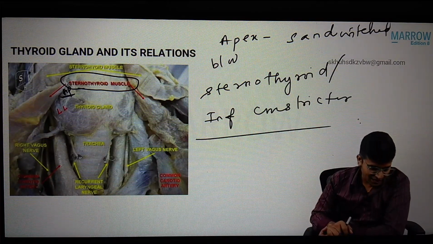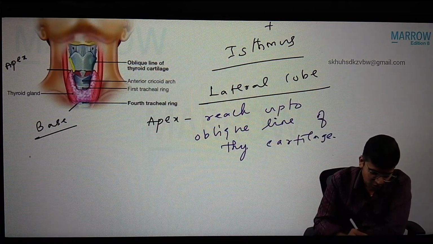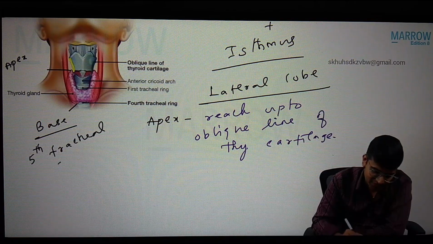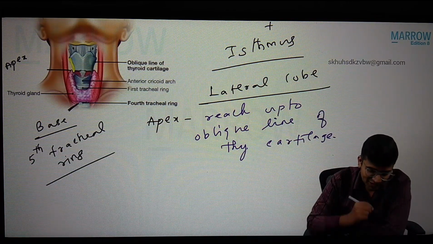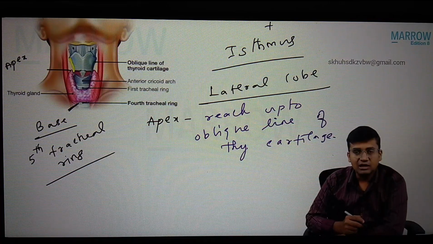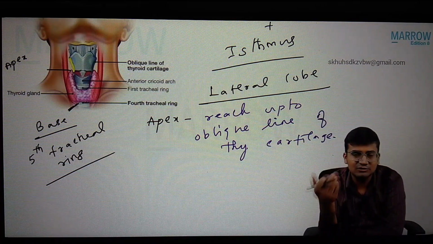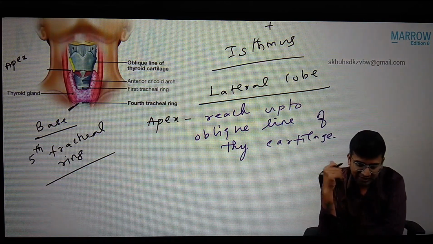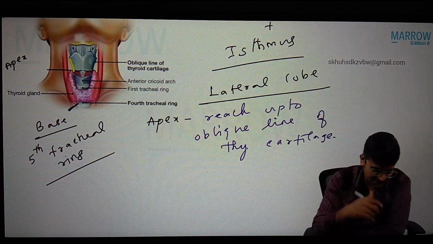Okay, right. Now, what about the base? The base of the gland is related to the fifth tracheal ring. The isthmus is present between the second, third, and fourth tracheal rings, whereas the base of the lateral lobe extends one level down, to the fifth tracheal ring. Right.